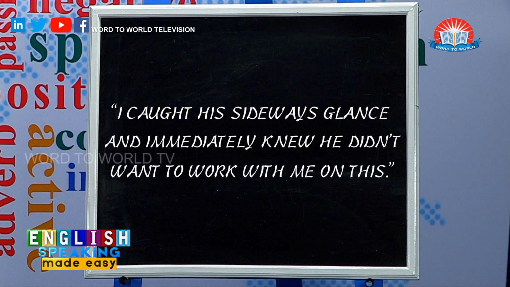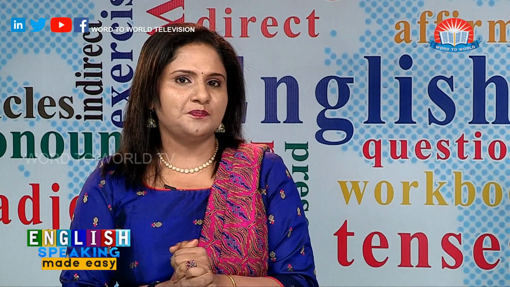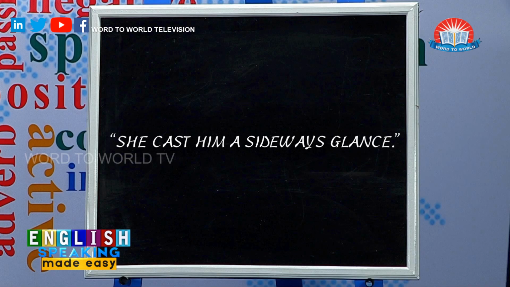So, that's one other expression that people use with their eyes. So, we have wide-eyed, we had squinting, and we had looking sideways. I will give you an example for this. I caught his sideways glance and immediately knew he didn't want to work with me on this. So, that means that his sideways glance made the person feel that, I don't trust him so much. He doesn't want to work with me on this. So, it's called sideways glance. She cast him a sideways glance. That means anything which is referring to suspicion or in a playful way. So, it's called a sideways glance.